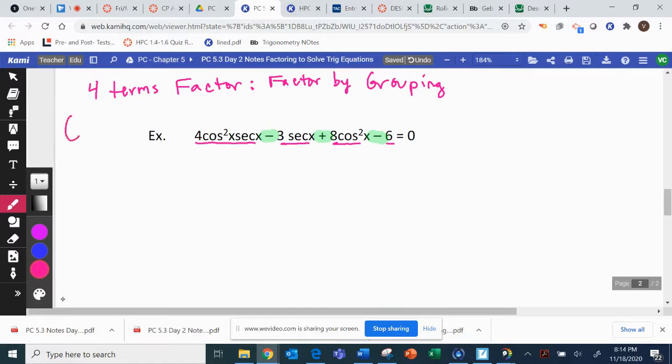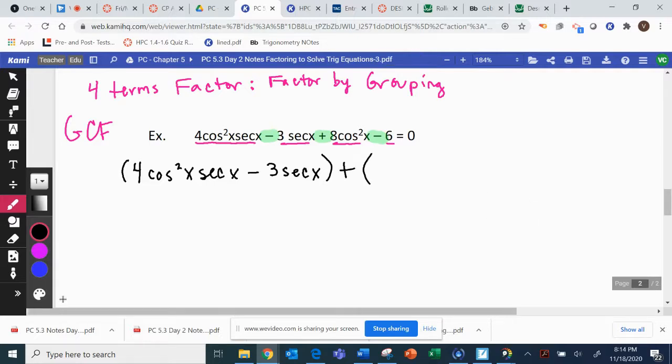Of course, I will always look for GCF first. So I look at all 4 of my terms, and they do not have any common factor that I could pull out. So now I'm going to group terms together that maybe could be factored. I'm going to group together 4 cosine squared x secant x minus 3 secant x. You have to have a plus sign in between the two groups. So my plus sign, then I'll have a positive 8 cosine squared x minus 6 equals 0. So I put my groups in, and now we factor each group individually.